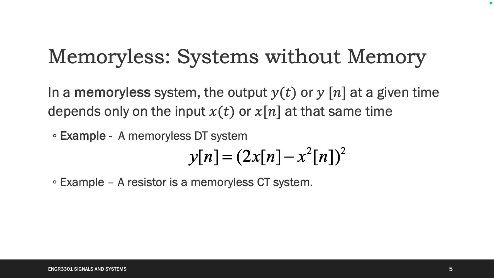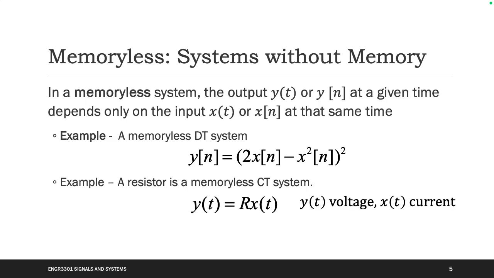Okay, let's see the other example. A resistor is a memoryless CT system. We know this is a current, this is a voltage, and the current will change as time passes. Also the voltage will change as the current changes. This is a memoryless system, which means the voltage right now just depends on the current right now. Does it make sense? When you do the lab, the output voltage only depends on the current at that time. That makes sense to you? So this is a memoryless system.